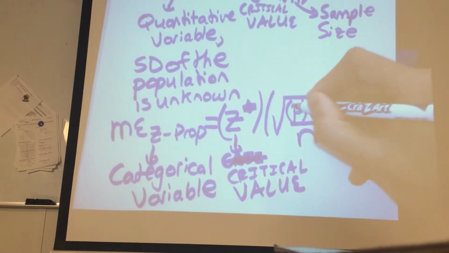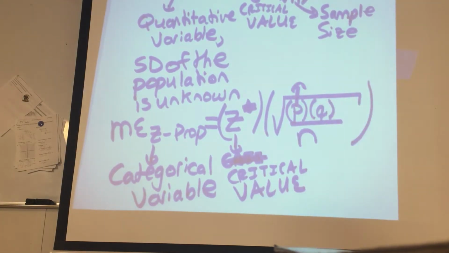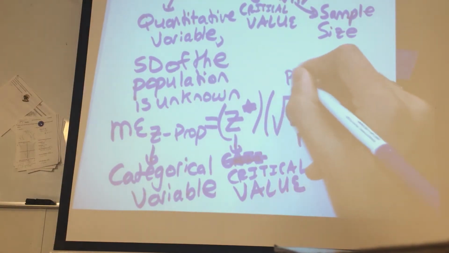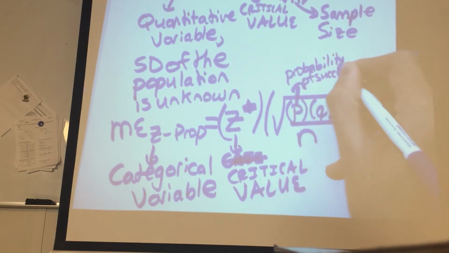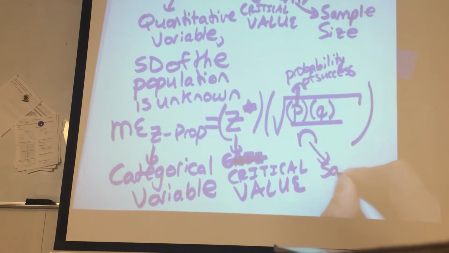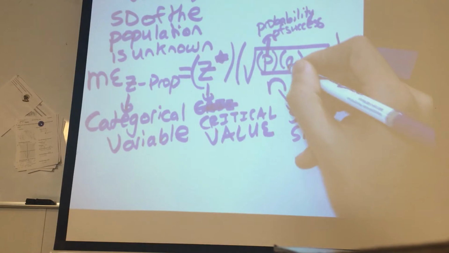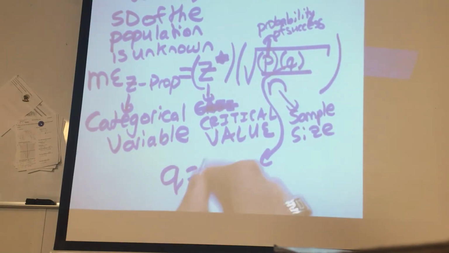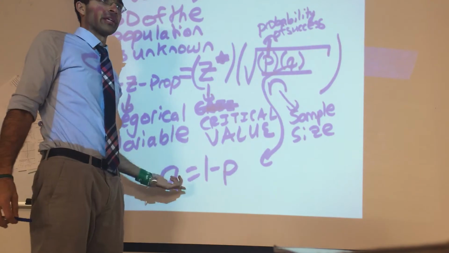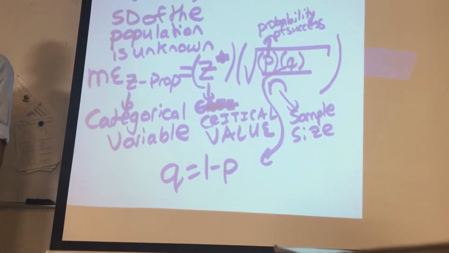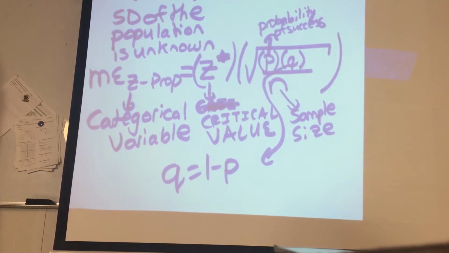Critical value. P, as you all remember, is the probability of success. N, of course, is just sample size. And Q, let's bring this down here. Q is just 1 minus P. It's just another way to write 1 minus P. People are lazy, right? They don't want to write 3 things when they can just write 1. Q just means 1 minus P. That's it. All of it is under the radical, right?